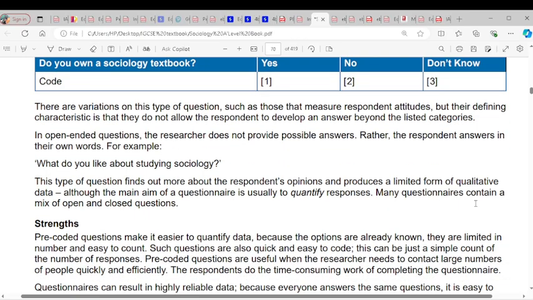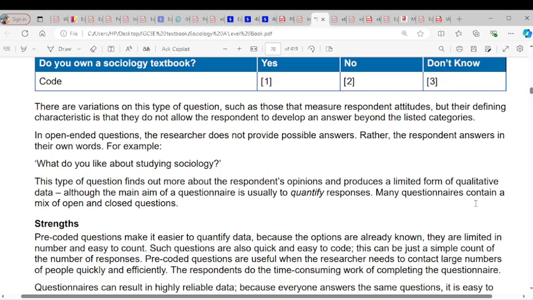There are variations on this type of question, such as those that measure the respondent's attitude, but their defining characteristic is that they do not allow the respondent to develop an answer beyond the listed categories. There might be abstract options that talk about qualitative matters, but you still won't go beyond the options provided for you. That is why it is closed-ended.